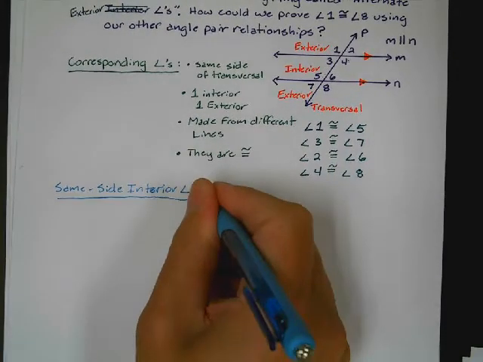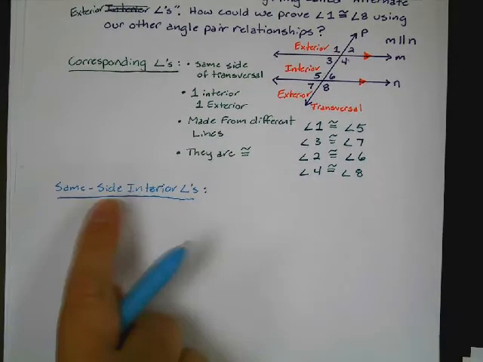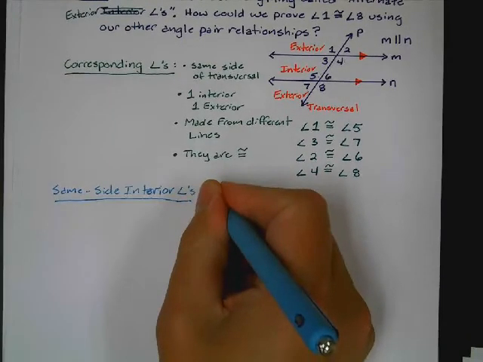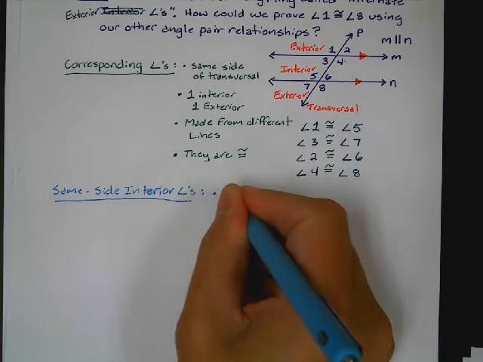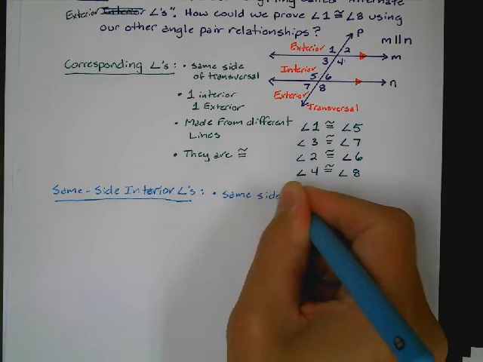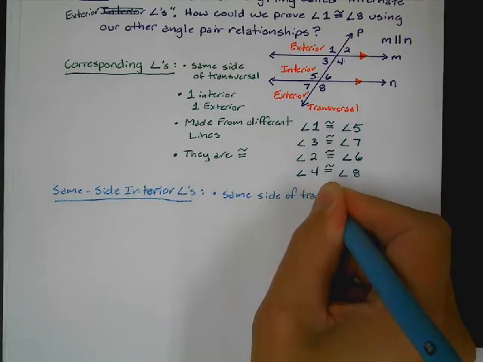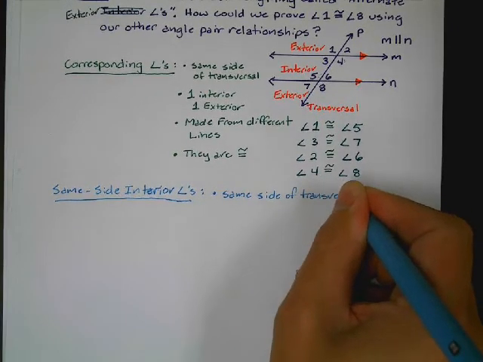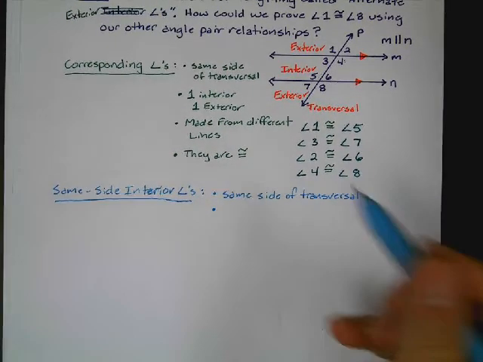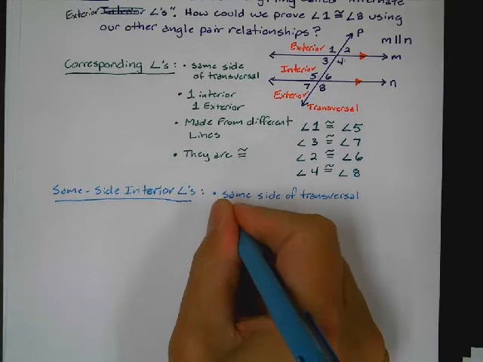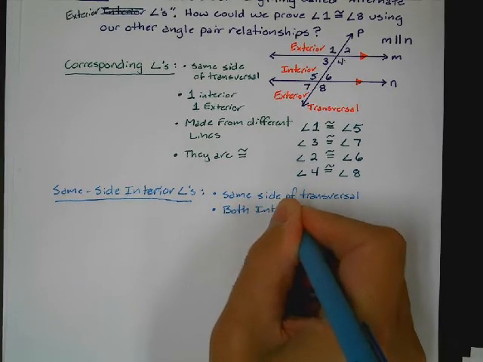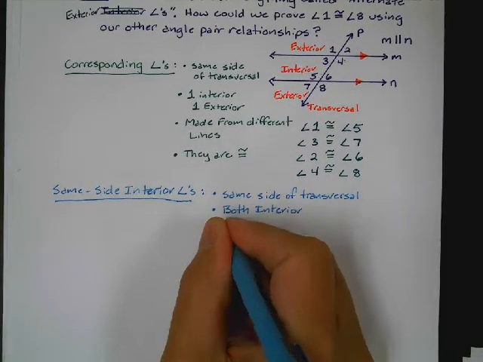All right, so same side interior angles. So same side, that means that they're on the same side of the transversal, just like corresponding angles. So these are same side of transversal. Now this one says same side interior. So both the angles are interior. And these have to be made from different lines.